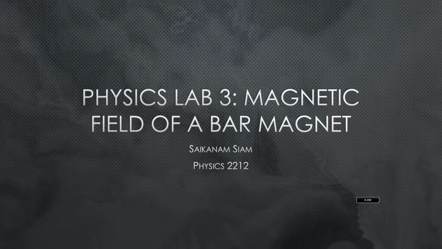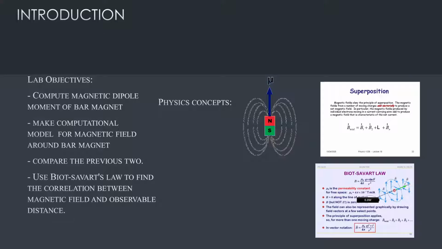Hello and welcome. Today's lab is about the magnetic field of a bar magnet. This is the third lab in our course. In this lab, our objective is to find the correlation between magnetic field and observable distance.